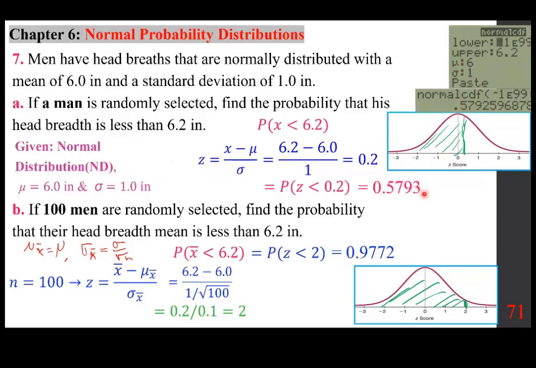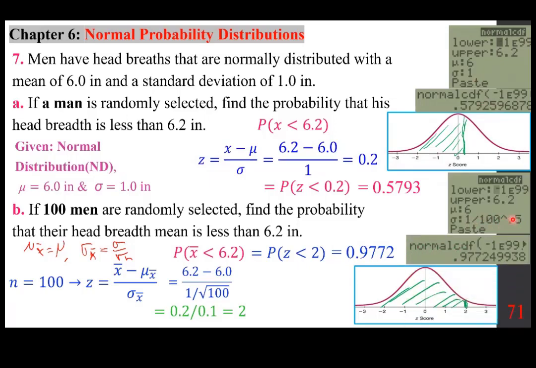Very close to this. In this case, notice I'm using exactly the same thing for sigma. I'm dividing it by square root of 100, and I'm showing the work here. We end up with a number extremely close to what we have here.